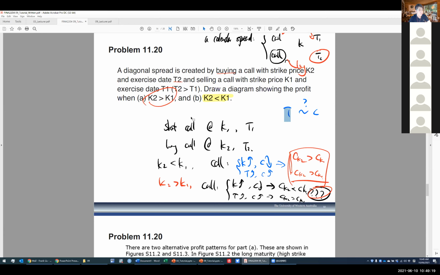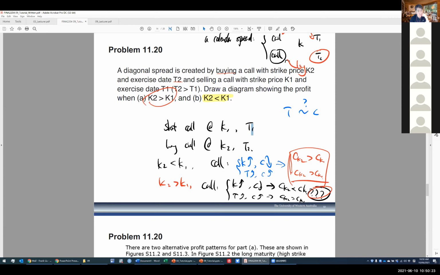Okay, so knowing that the higher the strike price, the lower the call premium, in this case, assuming the strike price K2 is smaller than K1, the call premium for K2 is going to be greater than the call premium for K1. And also, T2 is longer than T1, which again means the call premium for K2 is greater. Combining that, since both the strike price and the time to maturity lead to the same direction, is there initially going to be a cash inflow or outflow?